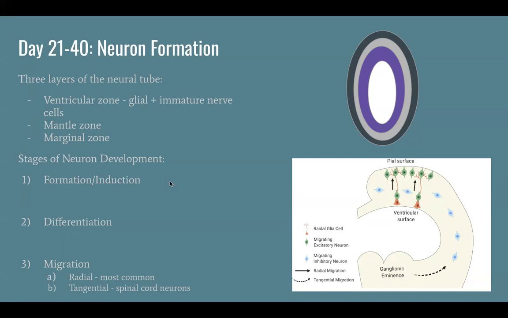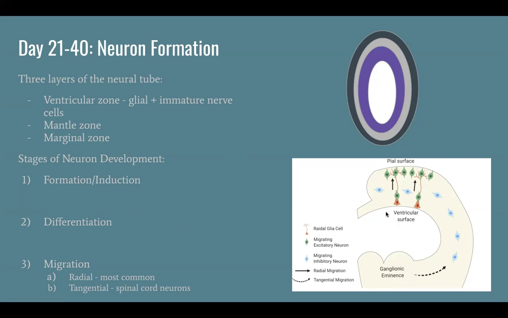Stages of neuron development. First, you have the formation of your... the stages of neuron development. Basically, the first step in that is formation slash induction. Sorry, I'm repeating myself here, but your immature nerve cells will kind of aggregate in this zone over here. And what's going to essentially happen is there's going to be a stage in which signaling molecules are released again, right? So that's the phase of differentiation.